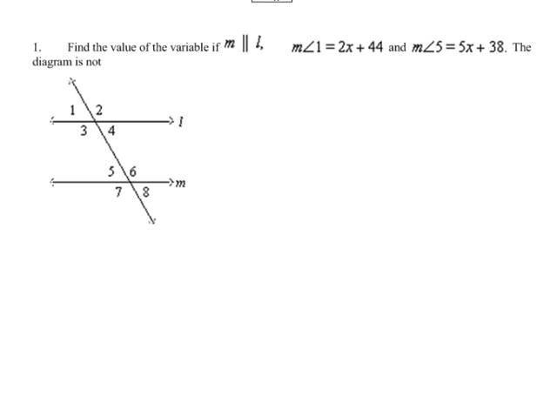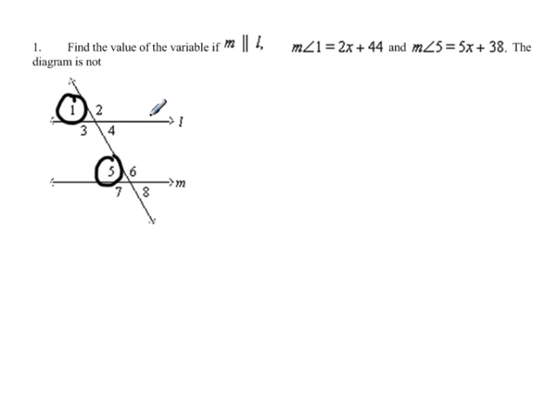First problem says find the value of the variable if M is parallel to L. So line M parallel to line L. Here's M, here's L. And we are told that the measure of angle 1, which is right here, equals 2x plus 44. And the measure of angle 5 equals 5x plus 38. Of course, the diagram is not to scale.